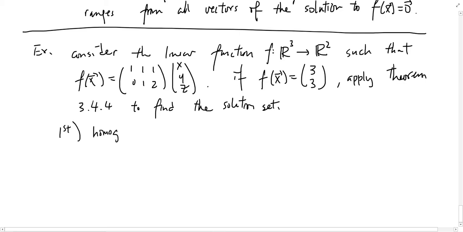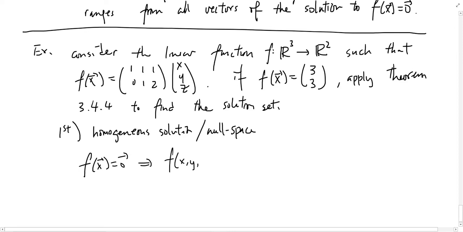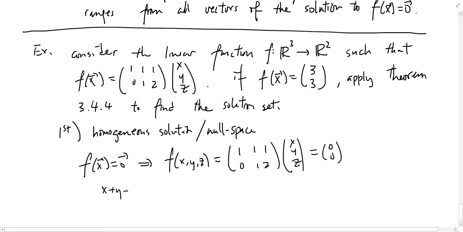Or if you want to, you can think of it as the homogeneous solution. They are kind of the same thing. So that would mean that I have to solve this equation, f of x, y, z equals the matrix 1, 1, 1, 0, 1, 2 times x, y, z, and that's equal to the 0 vector. That just basically forms a system of equations: x plus y plus z equals 0, and then y plus 2z equals 0.